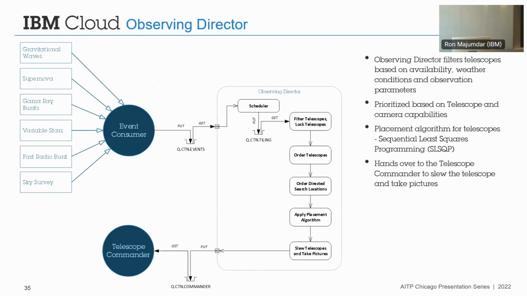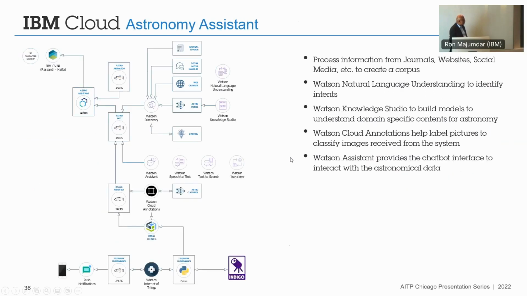Okay, observing director. Let me talk a little bit about this. All these events are being consumed through the event consumer. Then you go into a scheduler, and you try to schedule whatever the observations are. You filter telescopes, and after that you have a bunch of telescopes that you want to cover an area. What you've realized is this SLSQP algorithm works pretty well, for now at least, for covering areas and stacking up things like that.